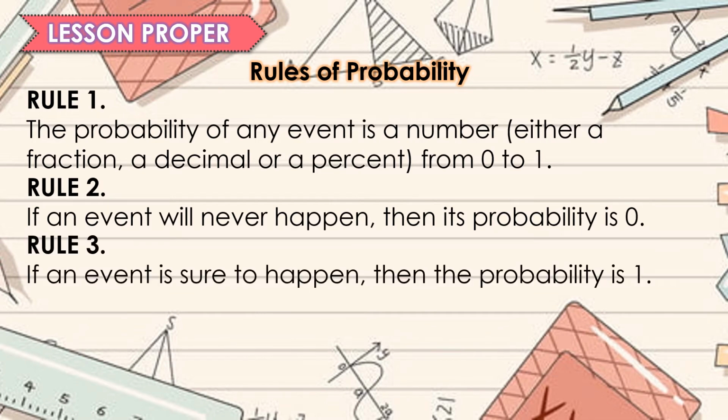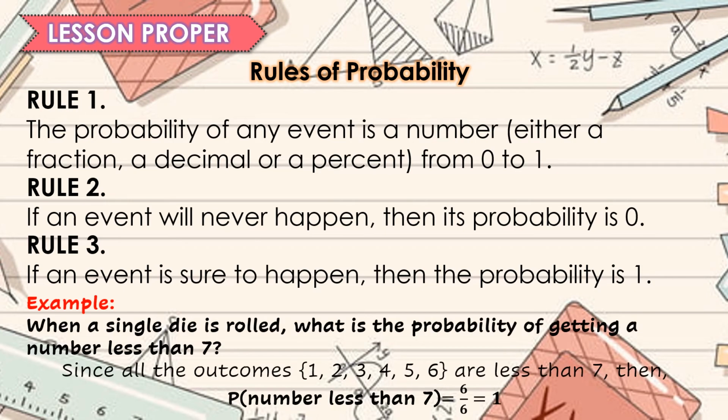The third rule is if an event is sure to happen, then the probability is 1. For example, when a single die is rolled, what is the probability of getting a number less than 7? Since all the outcomes in rolling a die are 1, 2, 3, 4, 5, 6, and these outcomes are less than 7, then the probability of numbers less than 7 is equal to 6 over 6 or 1.